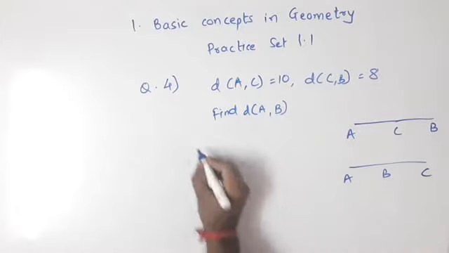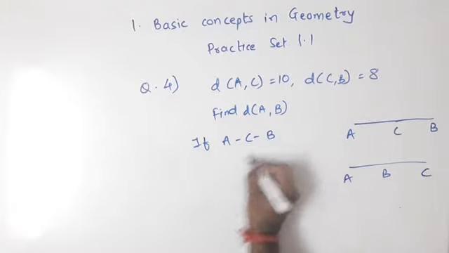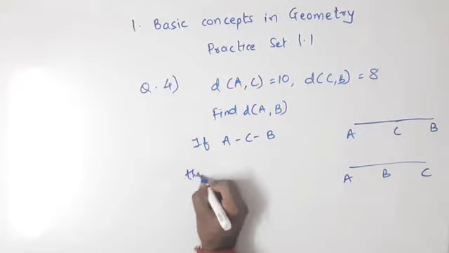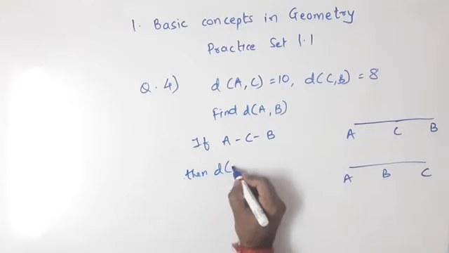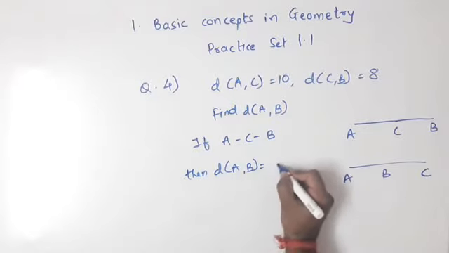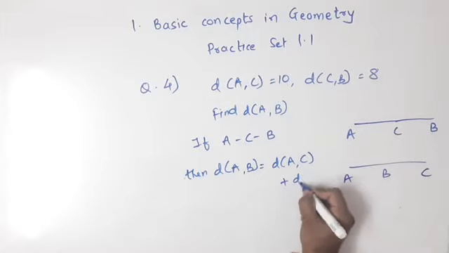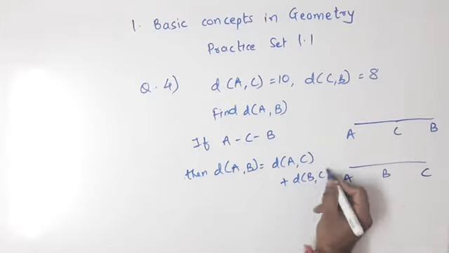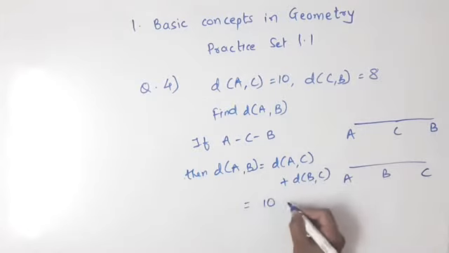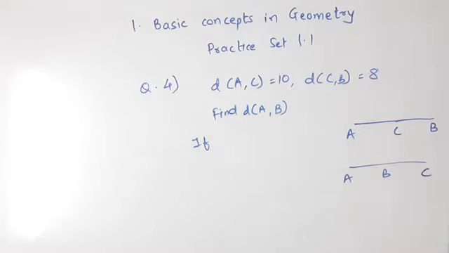So I'll write if A dash C dash B, then distance AB equals distance AC plus distance BC. That is equal to 10 plus 8, that is 18. This is the first possibility. I'll come to the second possibility.